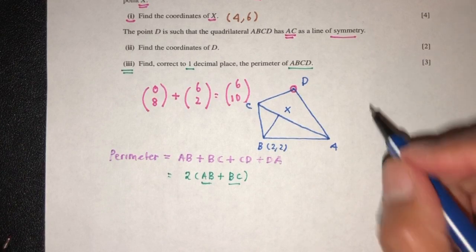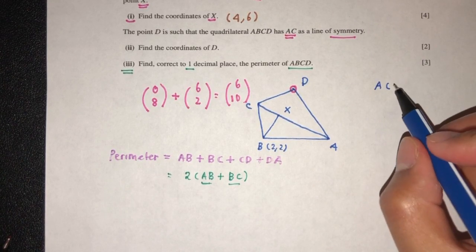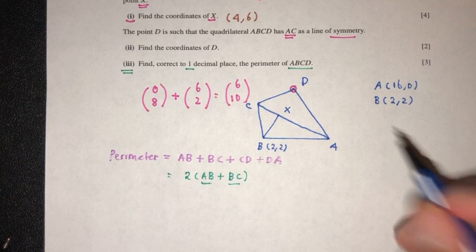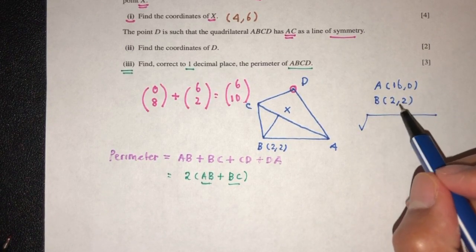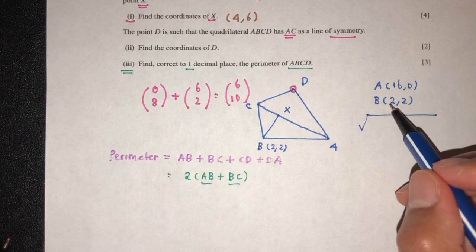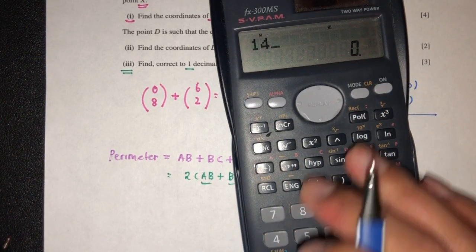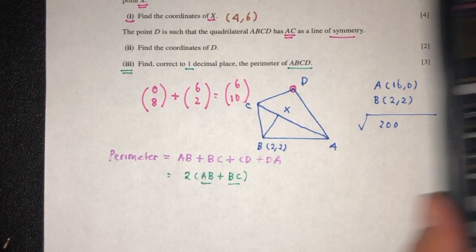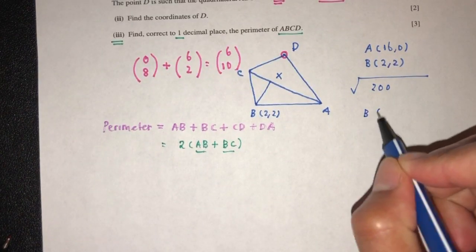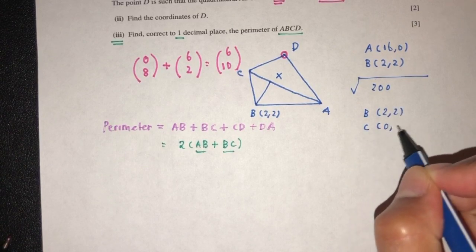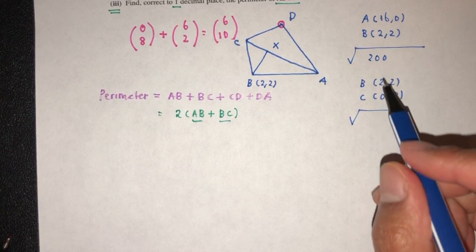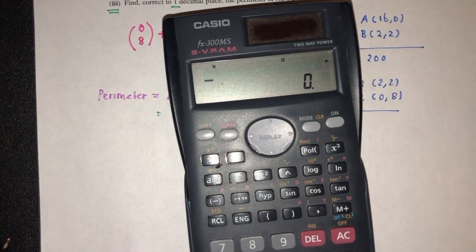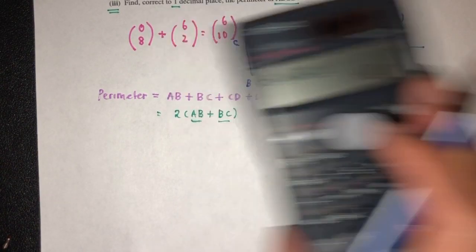So one by one. A is the value of 16, 0, and B is the value of 2, 2. So we can find the length by using a formula, which is what? So we can do x2 minus x1, that should be 14 squared, plus the value of 2 squared, that should be 200. That's the value of AB, the length of AB. Now for BC, B is 2, 2, C was 0, 8. So same thing, that will be 2 minus 0 is 2, 2 squared is 4, 4 plus 6 squared. So again, 8 minus 2 will be 6, 6 squared plus 2 squared, that should be 40.